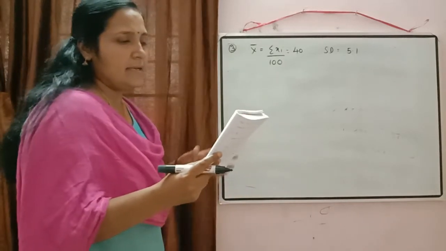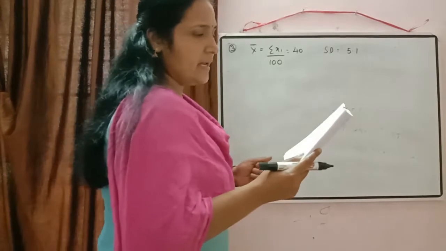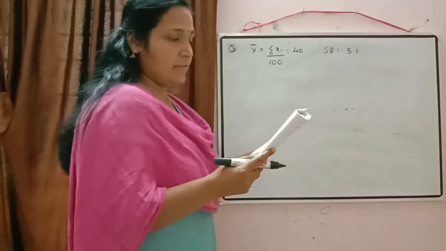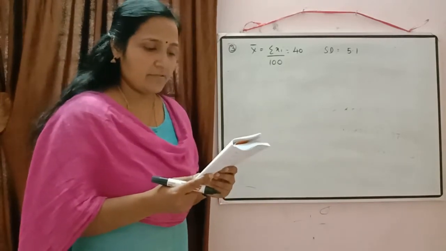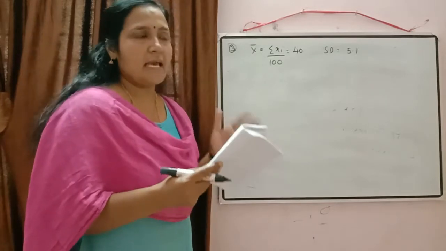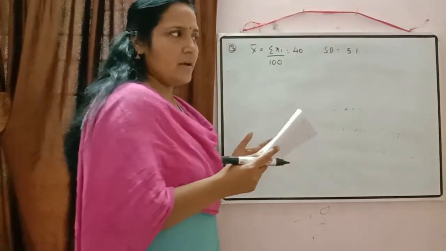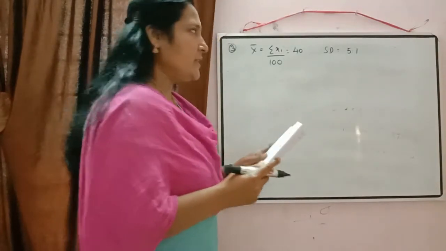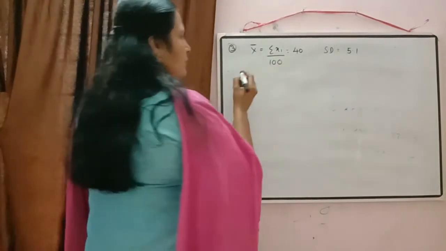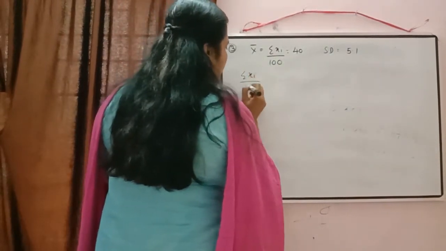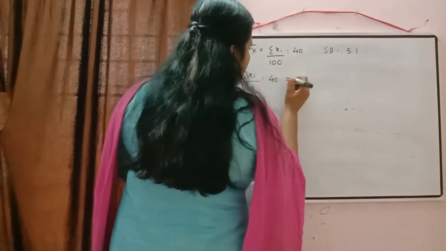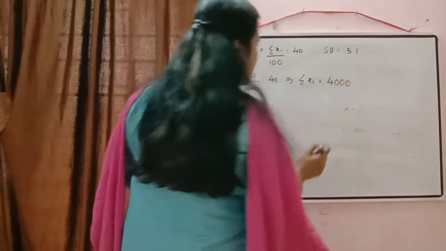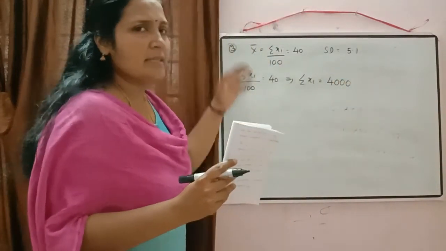Now while calculating here, a student made a mistake, and by mistake took 50 instead of 40 for one observation there. The observation was 40, but by mistake he wrote 50. So while calculating the mean, we know the formula is sigma xi by 100 is equal to 40. So when we shift 100 there, we will get sigma xi is equal to 4000. 4000 is the sum of all the observations.